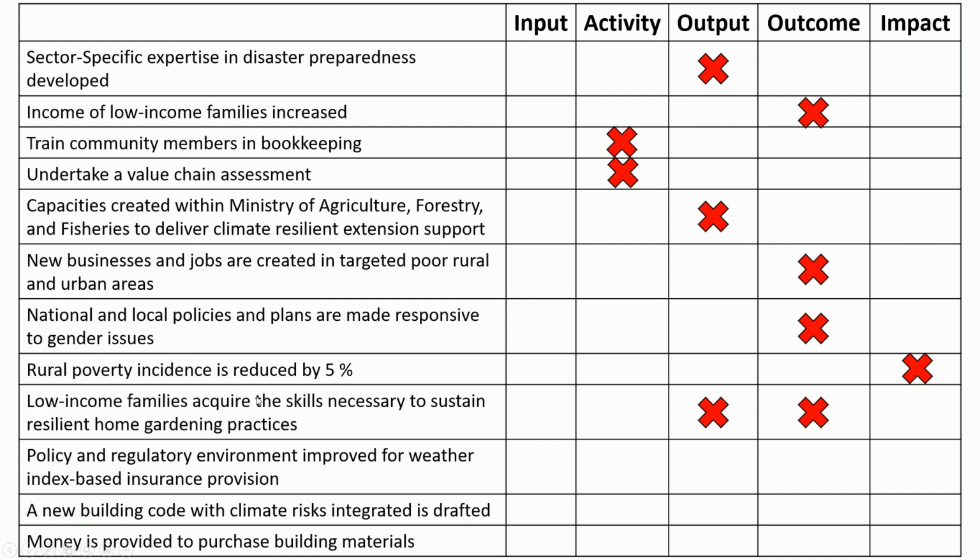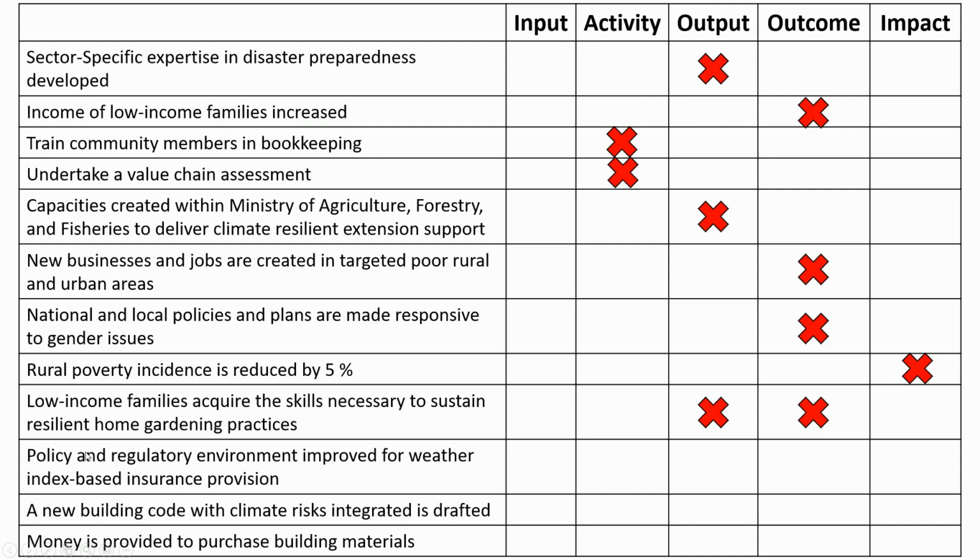And then we've got, whoops, I gave away the answer on this one already. This is a confusing one, but we threw the answer up. Low-income families acquire the skills necessary to sustain resilient home gardening practices. So I would call this one output because they acquire the skills. It doesn't say that they're using them. But in some cases, you may see this also as an outcome. So either or, this is where outcome versus output becomes confusing. My preference would be output, but if you said outcome, we'll give you a point for that as well.